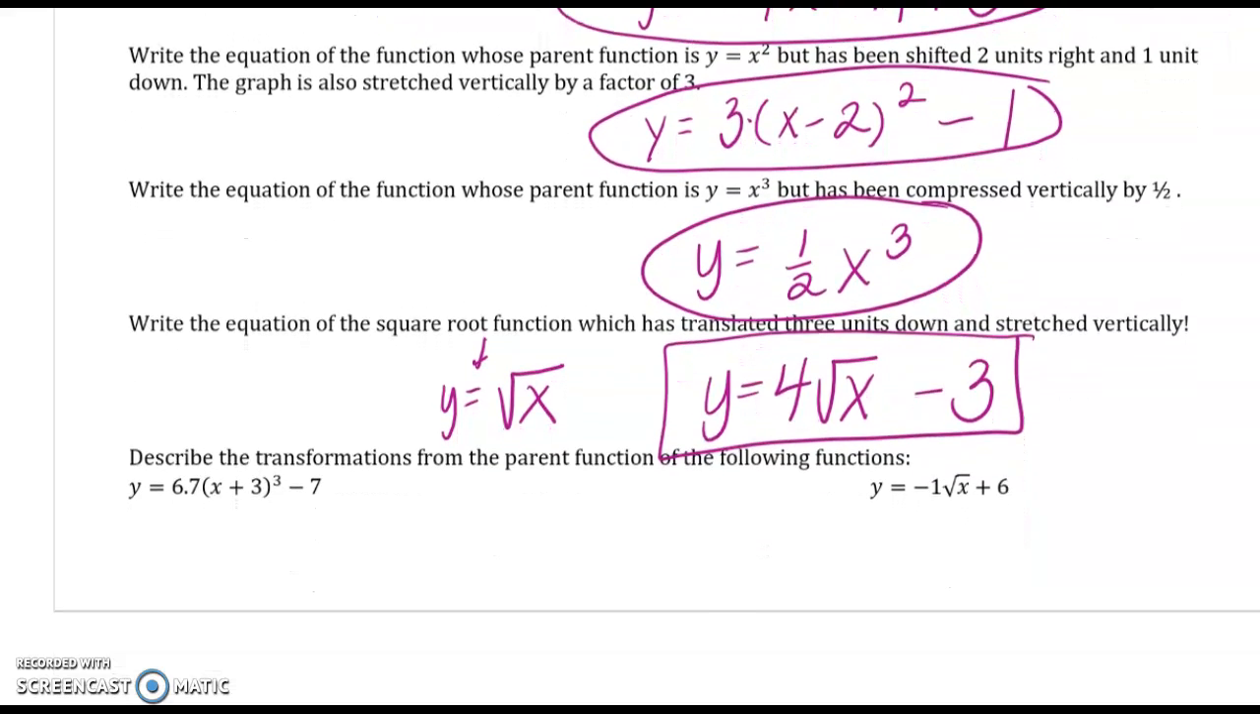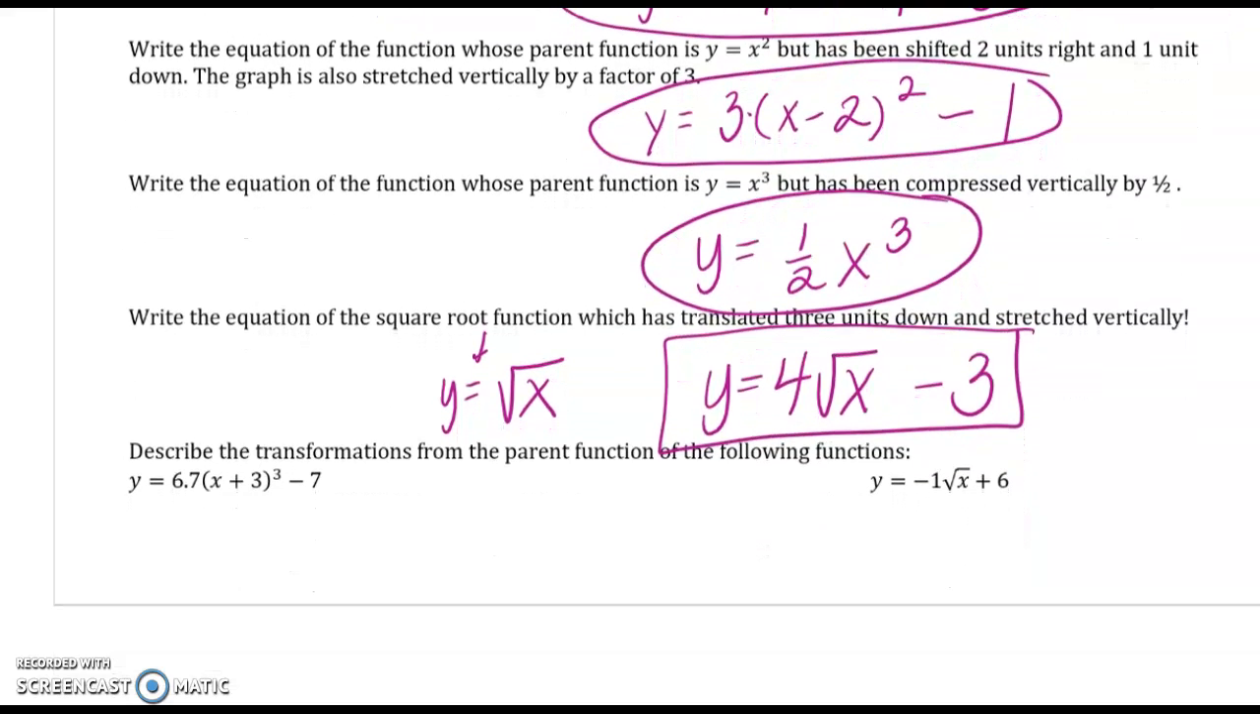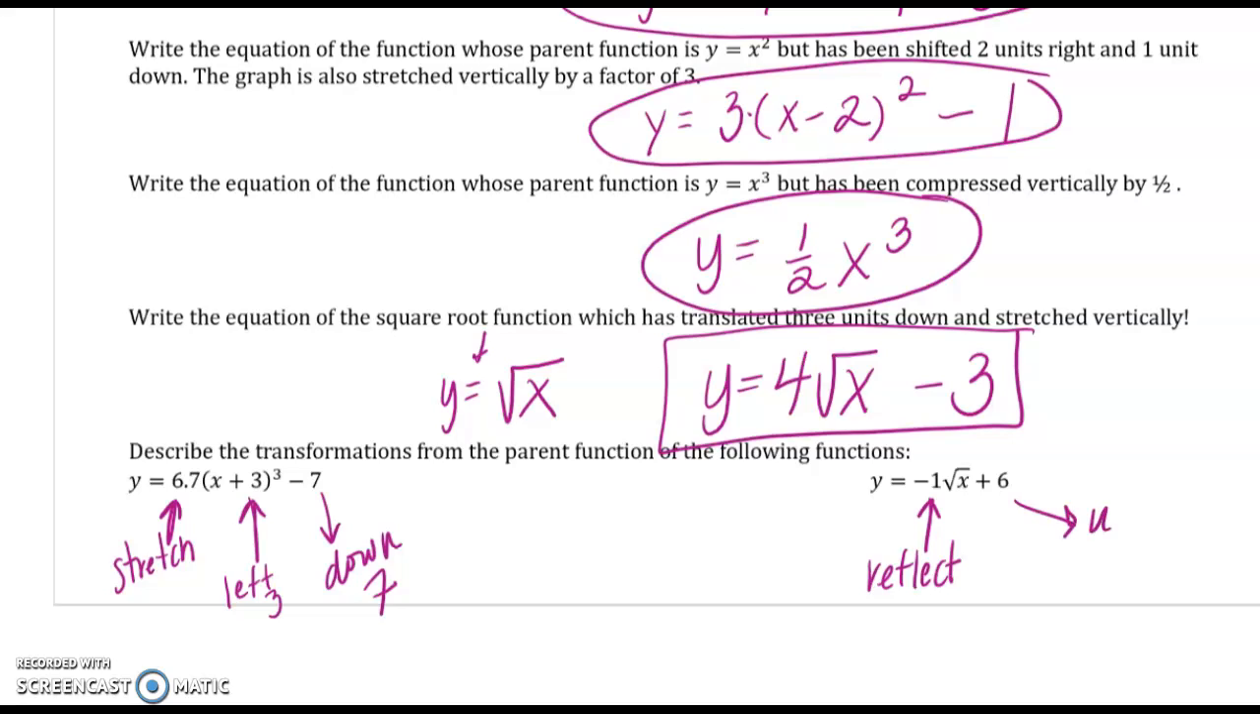All right. Last one, describe the transformation. This is going to be a stretch by 6.7. This is going to go left 3. This is going to go down 7. This one is a reflection. Again, that 1 won't do anything because a 1 doesn't change our graph. And this is going to go up 6. So that is reflections and vertical stretches and compressions. And that's it.